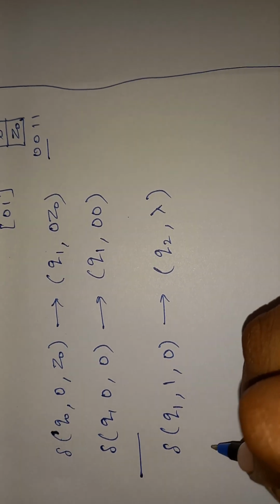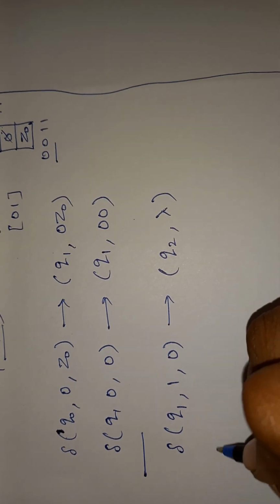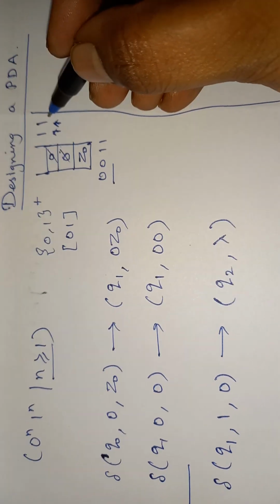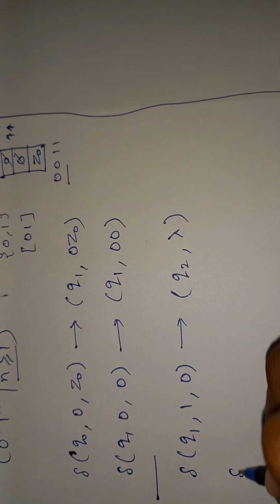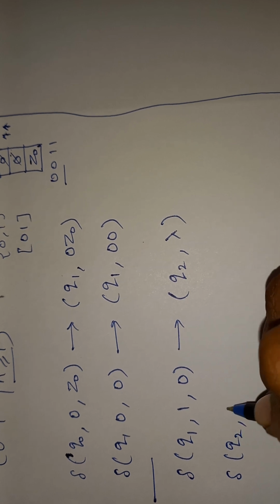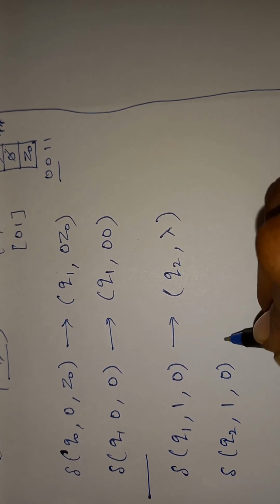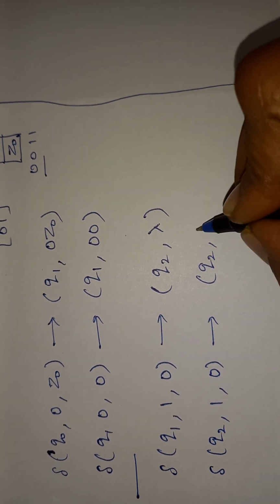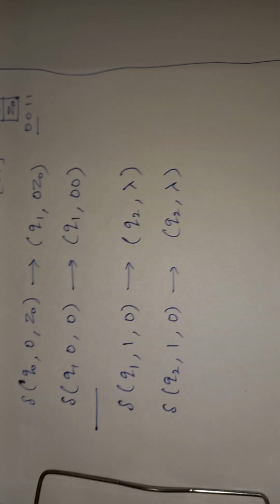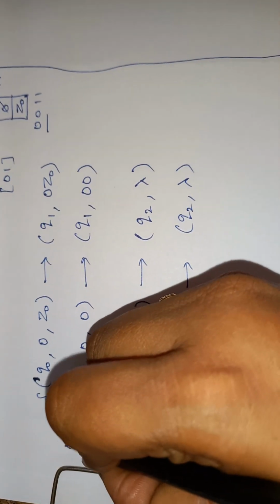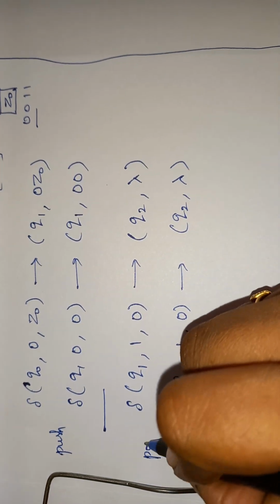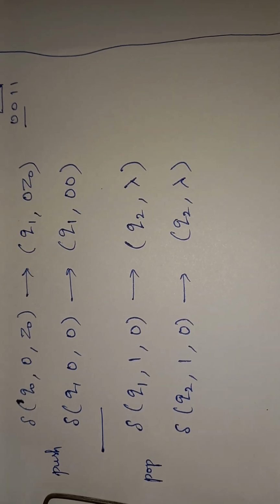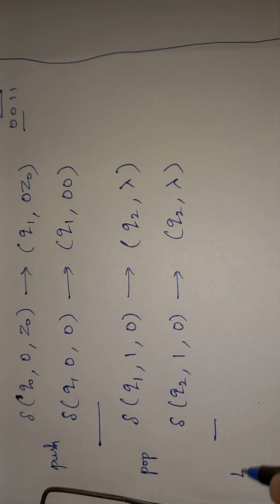And now again, what is the next condition? That is a state change. More than one 1 can come, right? So again Q2, 1, and stack top is 0. Then what will it be doing? It will be remaining in the same state and null, right? So this is the push operation and this is the pop operation, right? Now the language acceptance.